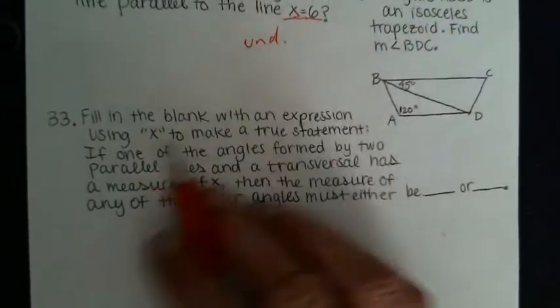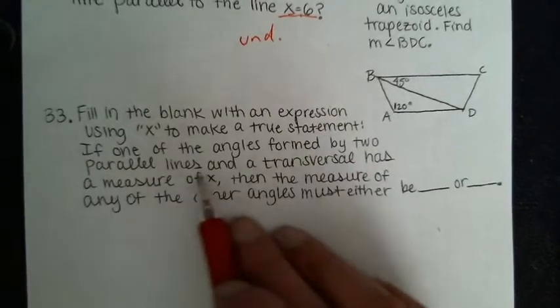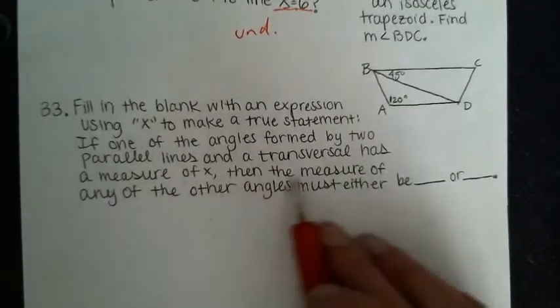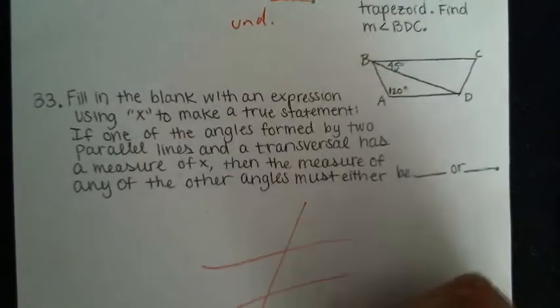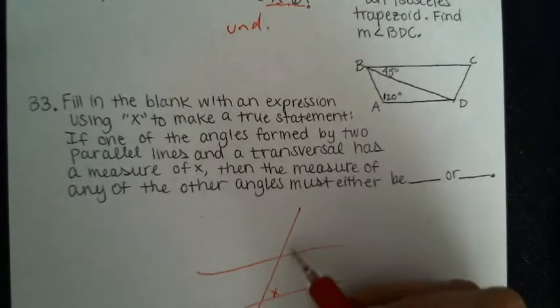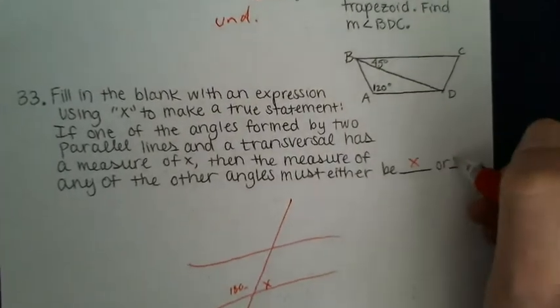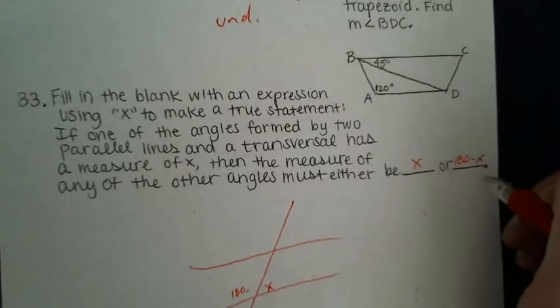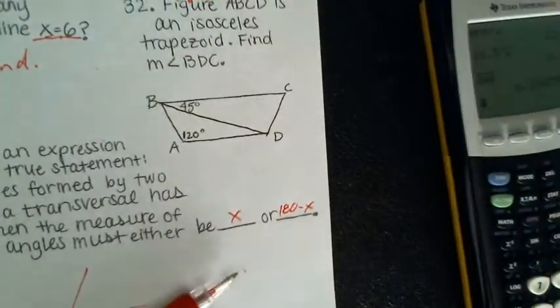Fill in the blank with an expression using x to make a true statement. If one of the angles formed by two parallel lines and a transversal has a measure of x, then the measure of the other angles must be... two parallel lines there, and then this is x. All these are x's, and all the other ones are 180 minus x. So x or 180 minus x, supplementary. Also, these trapezoids, we're running out of time. We've got to stop it.